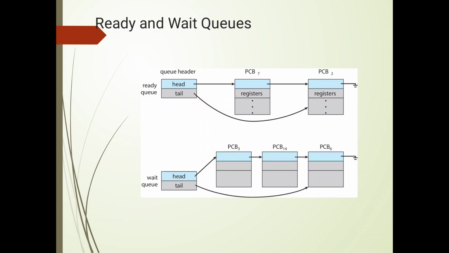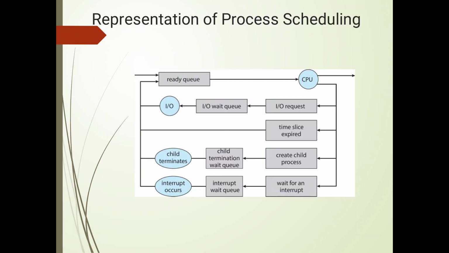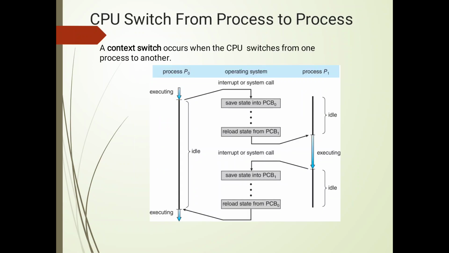In the executions, the registers and the contents of variables are stored separately. This is the representation of process scheduling. The processes are scheduled based on the request. In priority scheduling, the process which sent a request first is processed first.